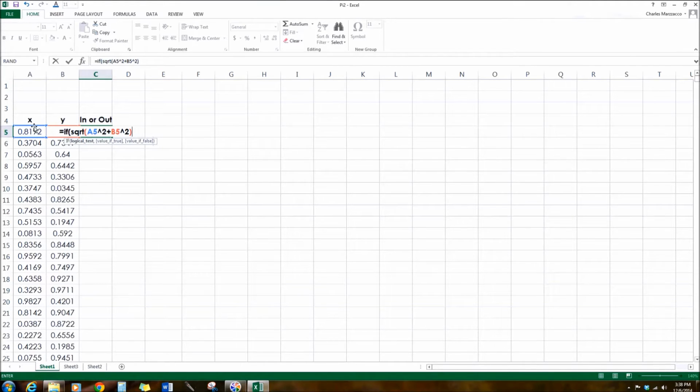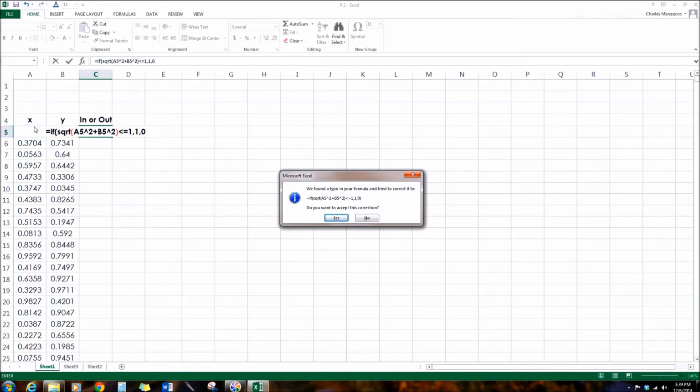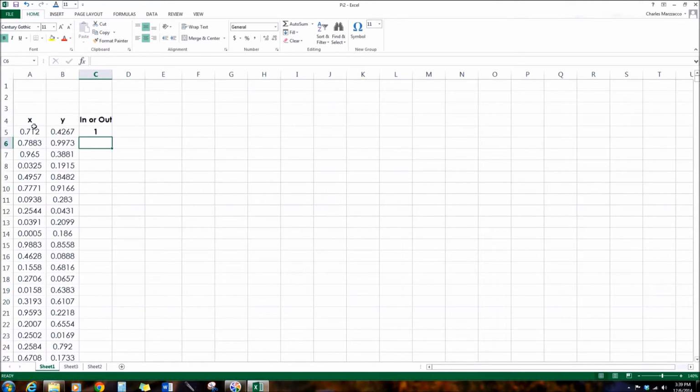Less than, and then we put an equal to sign. Equal to 1. That means it's in the circle. All right, so comma, we're going to give it a 1, and otherwise it'll be a 0. Then close parentheses. All right, now we'll copy it down.